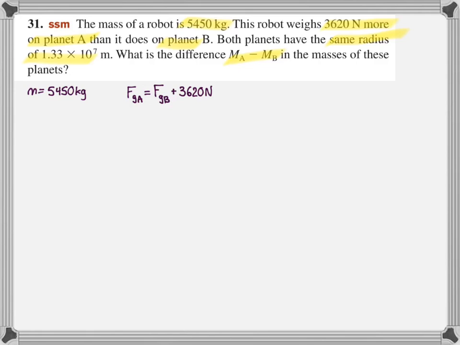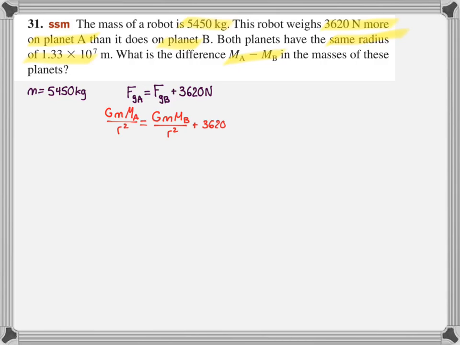So the force of gravity on planet A can be gravity times the mass of the object times the mass of planet A. I put big MA, so we know that we're talking about the mass of planet A. Divided by r squared is equal to the force of gravity of planet B, which is big G times the mass of the robot times the mass of the planet divided by r squared. And r squared is the same, so I don't have to put in RA squared or RB squared, plus 3,620.